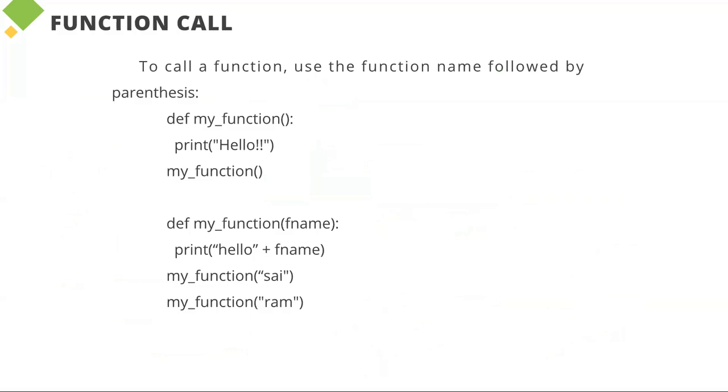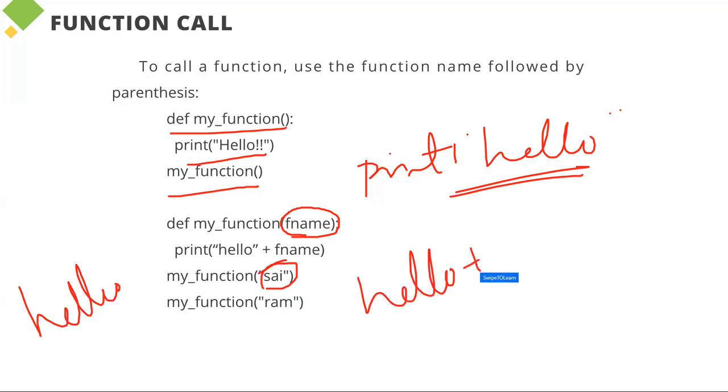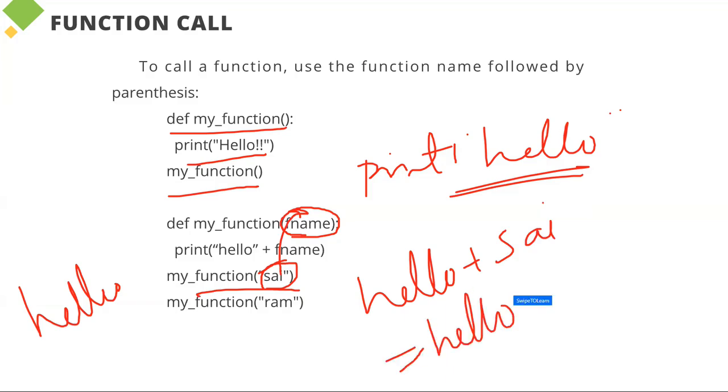So let me see how to go with a simple function. So def my function, it prints hello. If you call my function, it prints hello. Now with a parameter here, f name. Suppose you want to say hello to each and every person's name. You have all these in an array or list. For each name, you pass a name and you can print hello plus string concatenation. F name will be Sai when you call my function as Sai. Hello plus Sai. Output would be hello Sai.